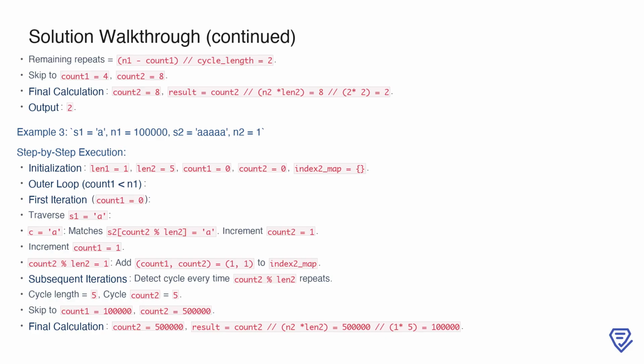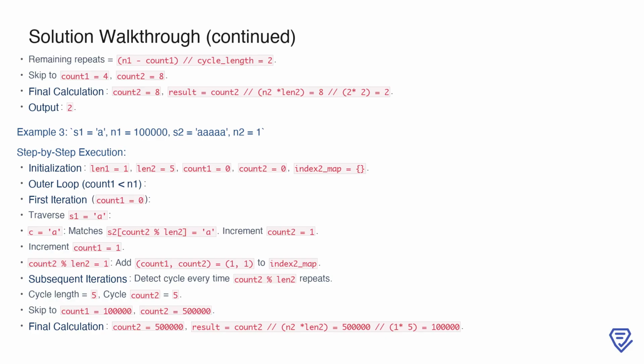8. At the end, we calculate the result as the total number of complete repetitions of S2 that fit into count2. This is count2 divided by n2 times len2, which equates to 8 divided by 2 times 2, giving us a result of 2. The output for example 2 is also 2.